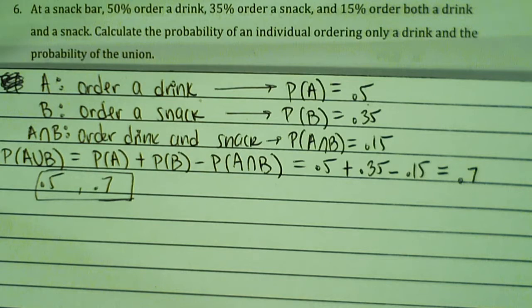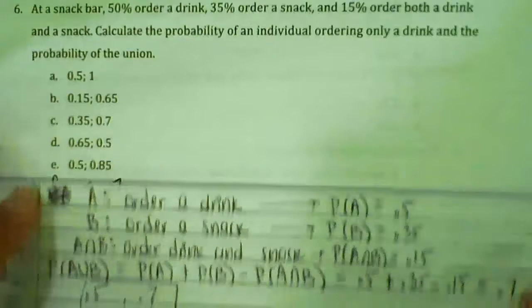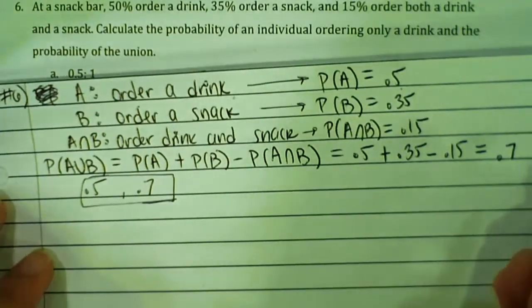Okay. When it says 50% order a drink, it's saying in general 50% is ordering a drink. So 15% order both a drink and a snack. It's inside of the 50%. So you have to subtract 0.5 minus 0.15 to get 0.35. Oh, I see what you're saying. Only the drink. Okay. That does make sense. Okay. Thank you.